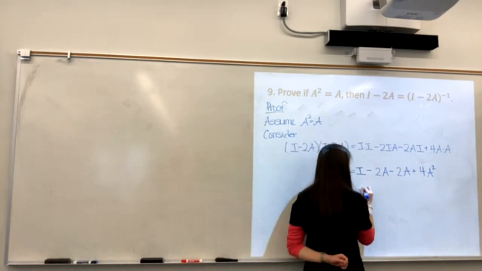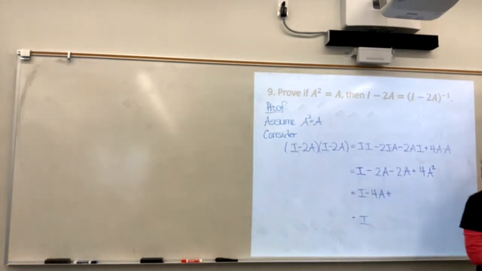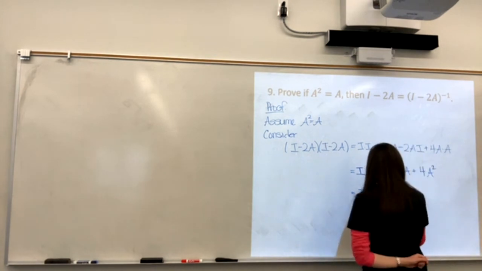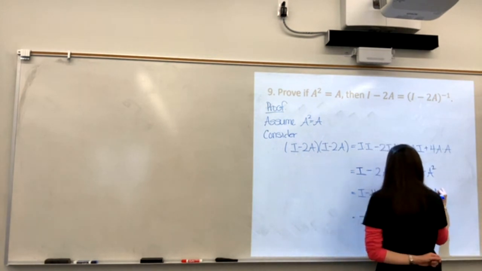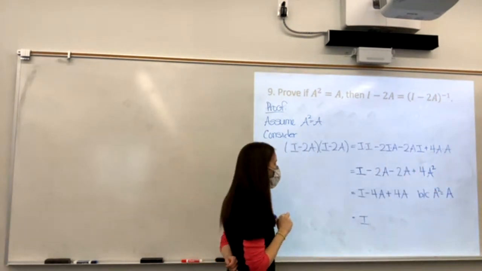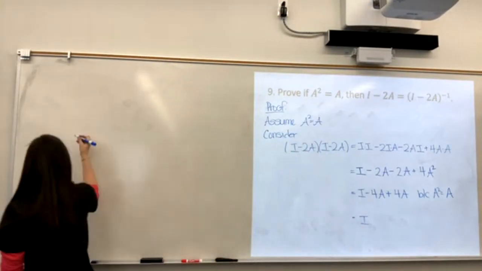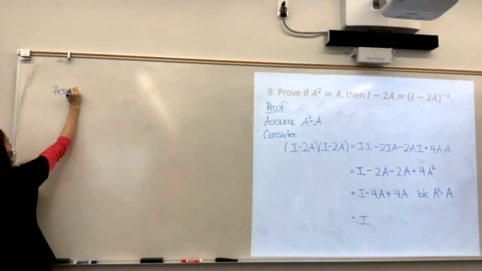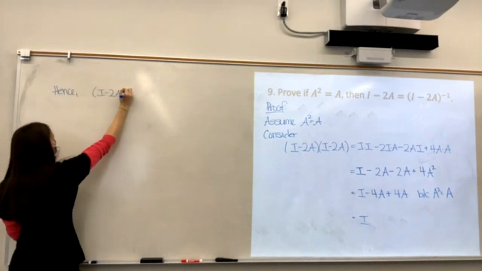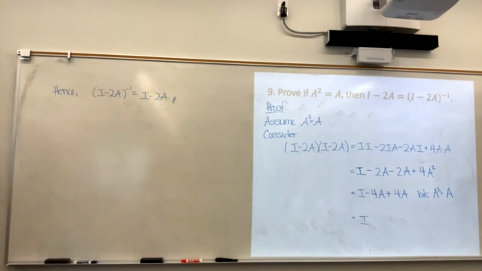Okay, so I have I minus 4A. And then my assumption is that A squared is equal to A. So 4A squared is the same thing as 4A, because A squared equals A. And now I'm in business, because minus 4A plus 4A give me the identity. And so, hence, I minus 2A inverse is I minus 2A.